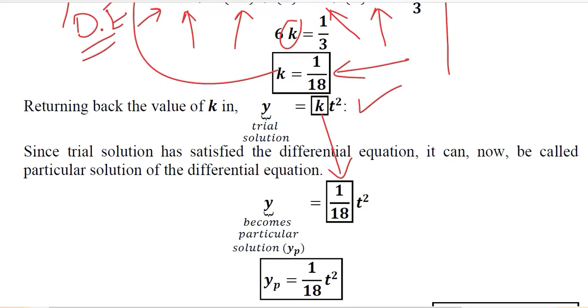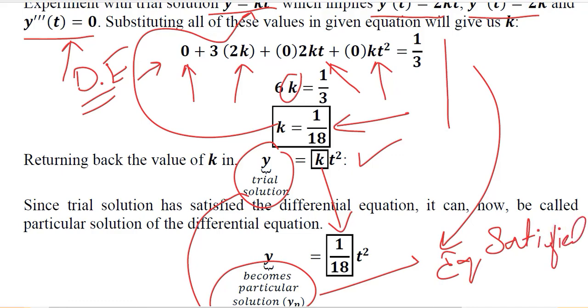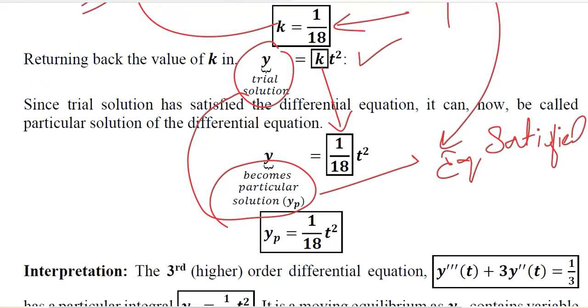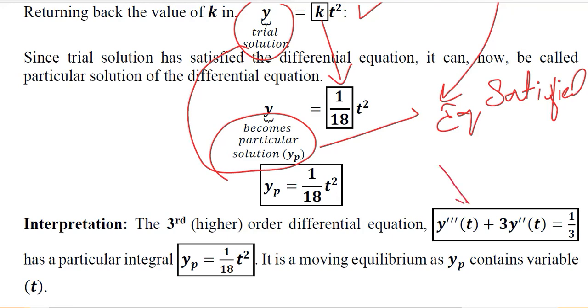So this trial solution has now become the particular solution because there is nothing unknown in it, and it has satisfied the equation. As you can see, this equation is satisfied. So the solution actually satisfies the equation. We can consider this as the particular solution of the given differential equation, which is this, and it is a moving equilibrium because it contains a variable.